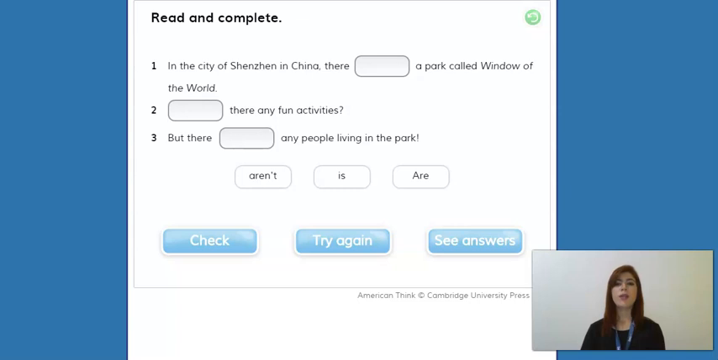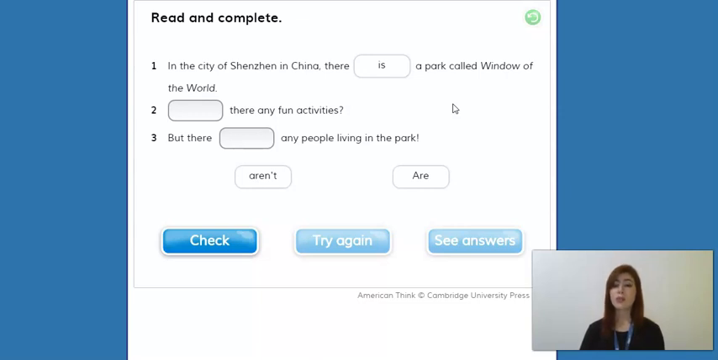All right, guys, so here we have the sentences that we saw there in the text. Let's read them together. In the city of Shenzhen in China, there, well, what we have to observe here is if the word is singular or plural. Because if it's singular, then what do we have to use? There is or there are? Well, in this case, we will use there is. So, in the city of Shenzhen in China, there is a park called Window of the World. All right?